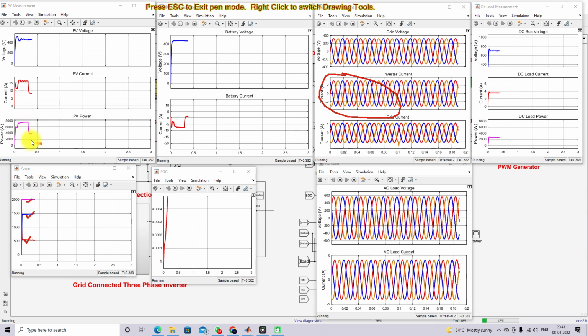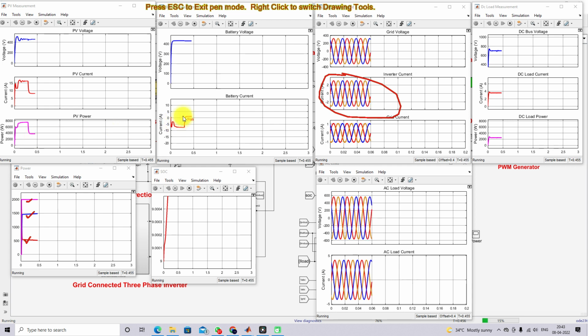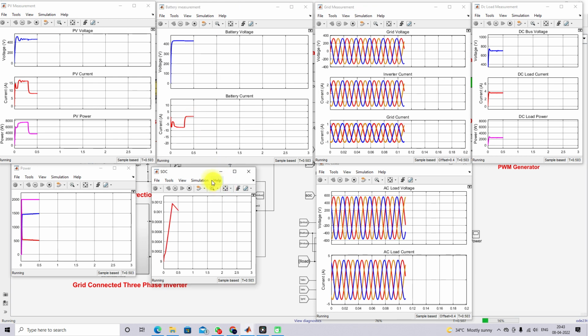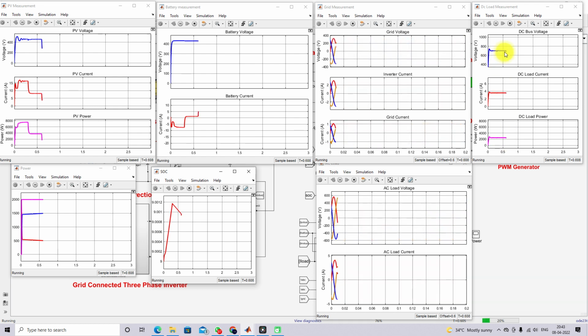Now we can see the PV power is reducing because of the reduction in radiation from 1000 to 500. Because of that, the battery goes to discharging mode in this particular condition. Here you can see the DC load power is maintained at 2500 and the DC bus voltage is maintained at 700 volts.